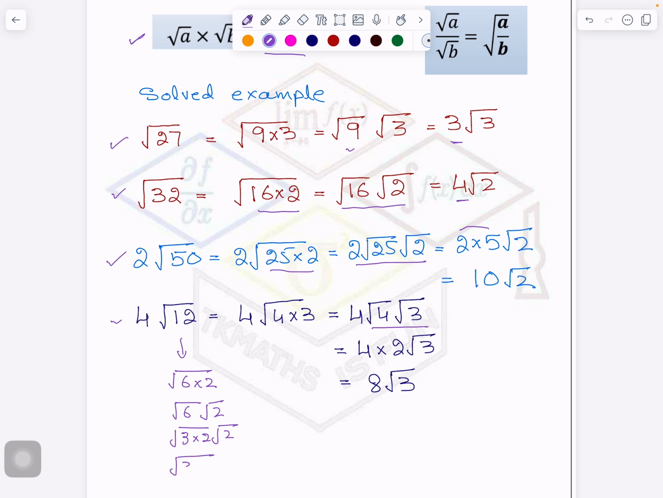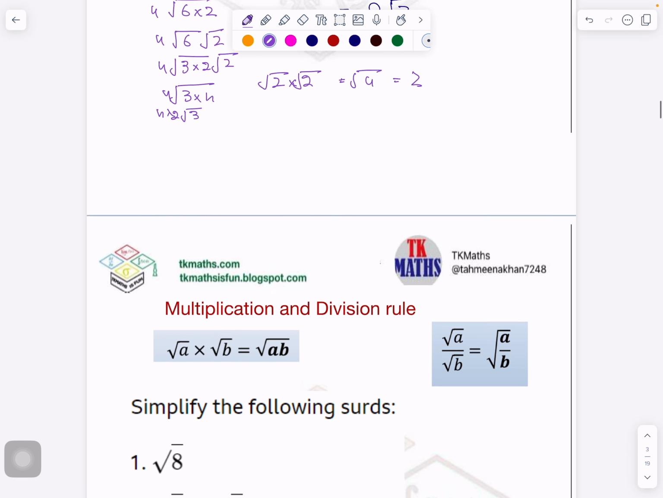So it will become 3 times 4. Why? Because root 2 times root 2 is equal to root 4, which is equal to 2. So you will get here what? 2 times root 3. You get my point? And then of course 4 is outside here, which will become 4 2s are 8, and you will get the same. So we try to split a surd into numbers first of all where it can be simplified further easily. But that all depends on how strong your tables are.